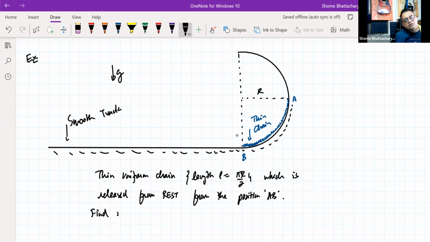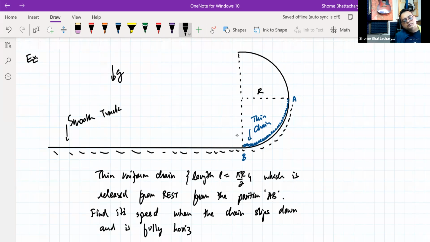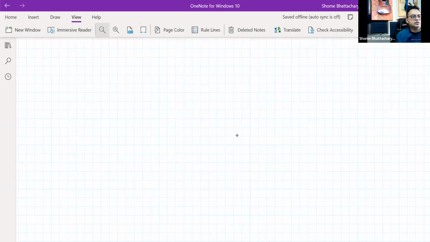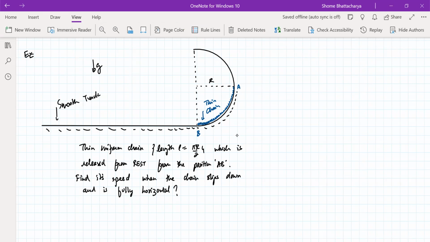Find its speed when the chain slips down and is fully horizontal. When the orientation of the chain becomes fully horizontal, at that instant, what will be the speed of the chain? Okay, so for this, it is given to us that this radius is, let's say, 10 meters and g is 10 meters per second square. So we'll just need these two. We will not need the mass of the chain.